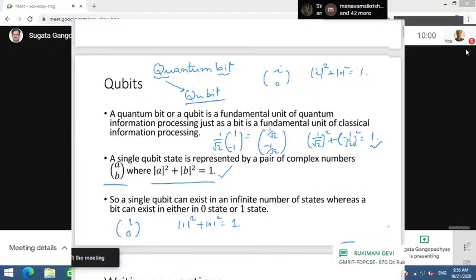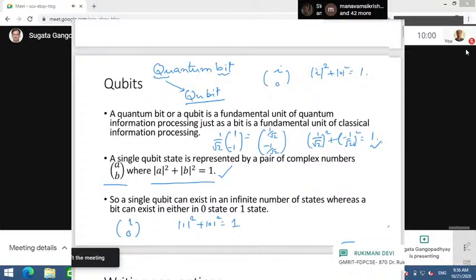such that their state can be completely specified by a pair of complex numbers a, b such that mod a square plus mod b square is equal to 1. So this is what we assume.